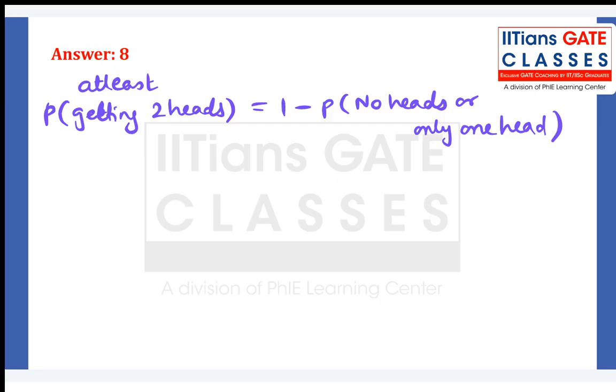So this is what we will use to solve this question, because it is easier to find the probability of getting no head in n tosses and the probability of getting only one head in n tosses rather than doing it the other way. Okay, so that is why we are doing this kind of manipulation here. And this is the commonly used trick in these at least kind of statements.